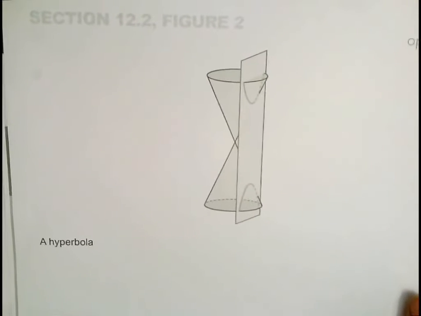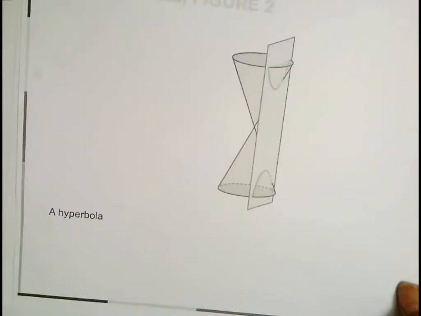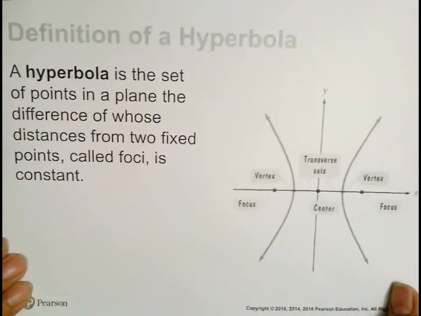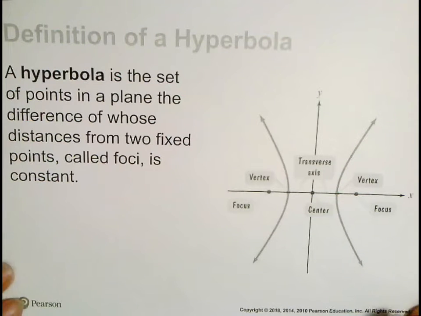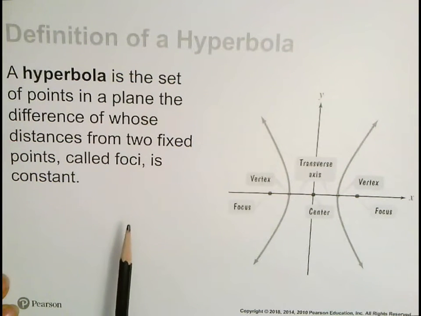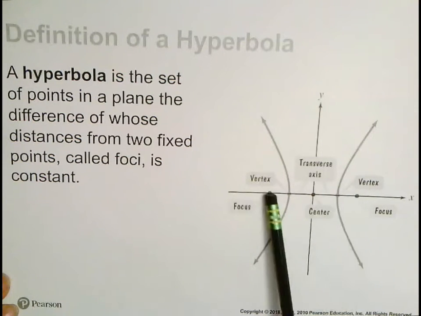Remember how we slice two cones to get our hyperbola? You see, there's a part here and a part here, our hyperbola. A hyperbola is a set of points in a plane, the difference of whose distances from two fixed points, called the foci points, is constant. Remember, we had foci points with the ellipse. We're going to also have foci points with the hyperbola. See how they're on the interior of the branches? We have two foci points, like we had two foci points for the ellipse.